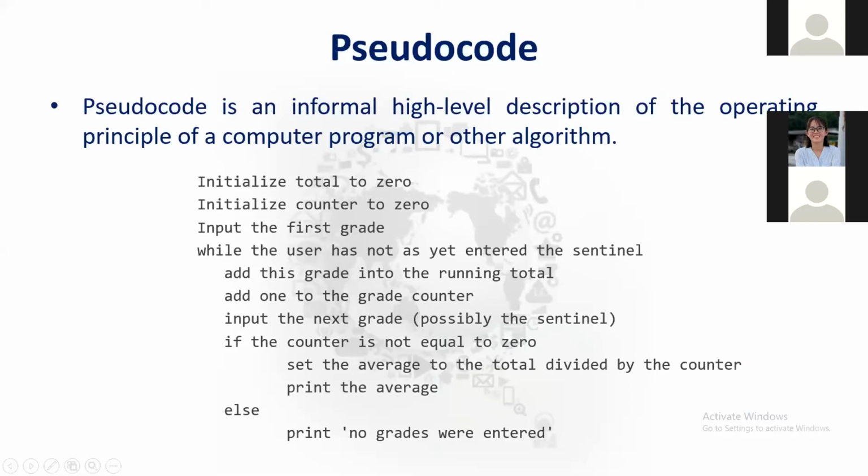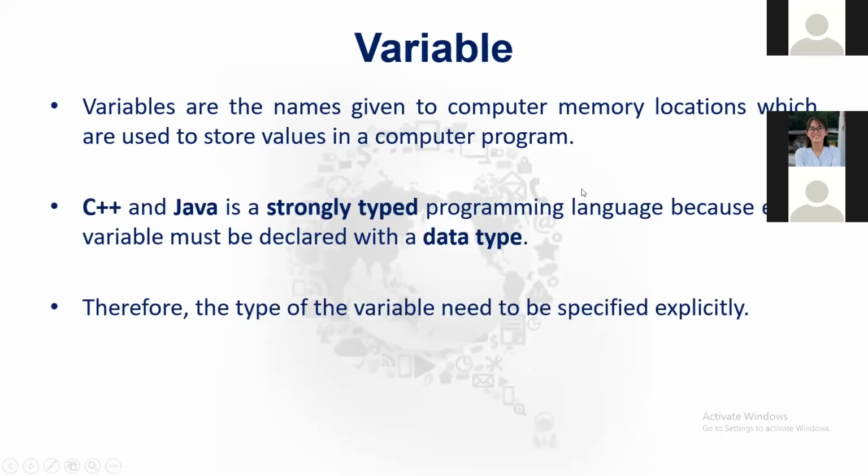So here you're going to use pseudocode to give a high-level description of how your program is going to work, but of course with step-by-step instructions. So how do you actually write it? Probably you can get to know it further by checking it out yourself. All right, so next we go to variables.